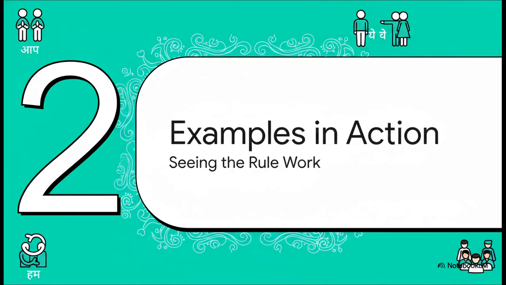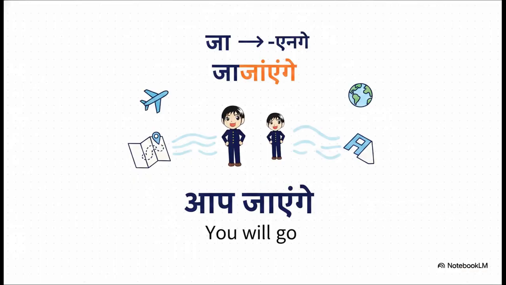Okay, theory is great, but let's see how this actually works in practice, right? We're going to look at the pronouns आप, which is the formal you, ye and ve for they, and of course, hum for we. Okay, so let's say you're talking to a group of men. You take that verb root, ja, and you add our masculine plural suffix. So ja plus enge becomes jaenge, आप जाएंगे. You will go. Simple as that.